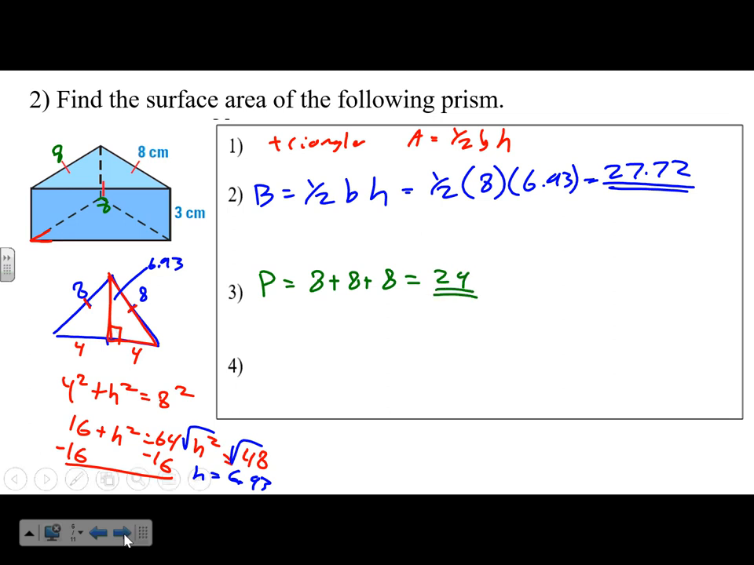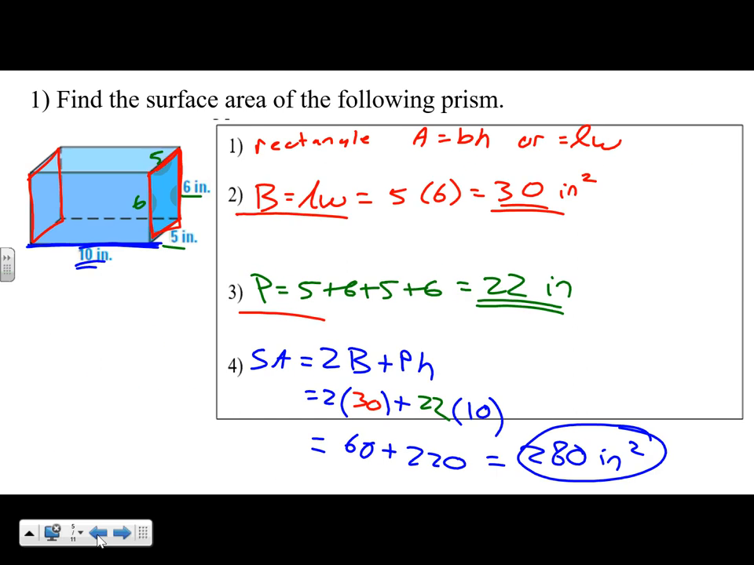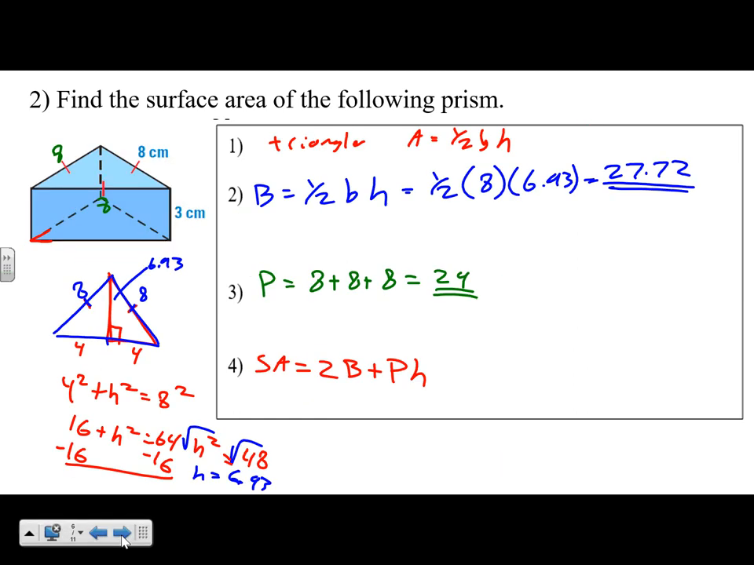So then your surface area formula, we have 2 times the base area plus the perimeter times your height. Just want to make sure before I mess anything up. So that's 2 times 27.72 plus the perimeter, which is what we just found, 24, times the height, which is now this length because our bases are now on the bottom and top. So 27.72 times 2 is 55.44. 24 times 3 is 72.